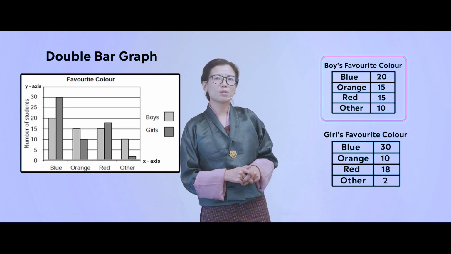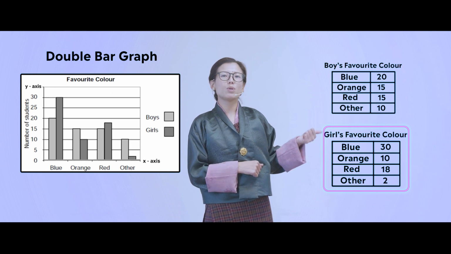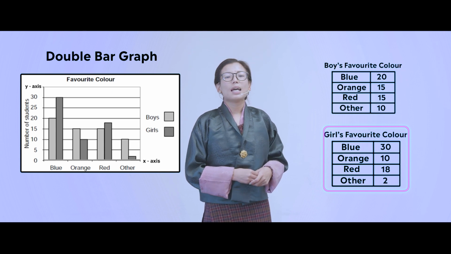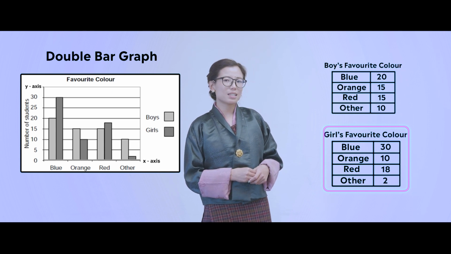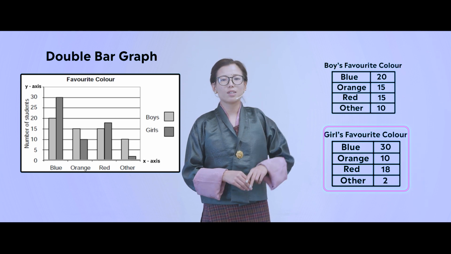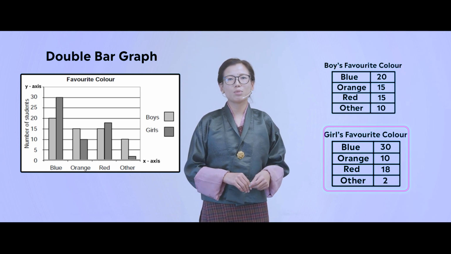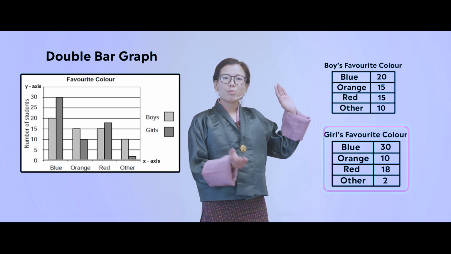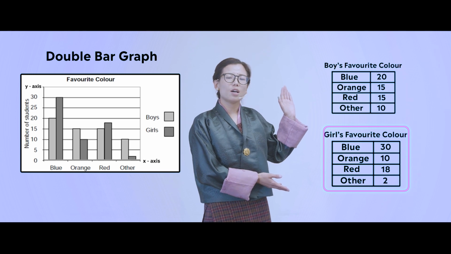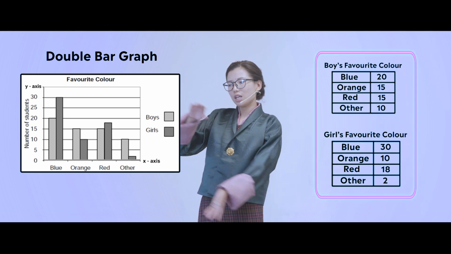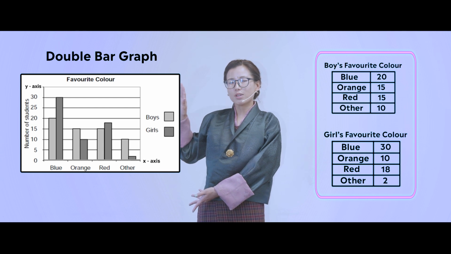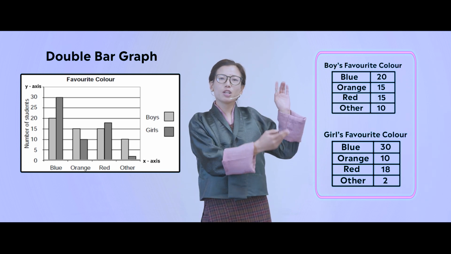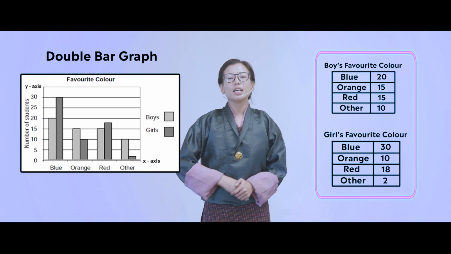Look at the girls' table now. 30 girls have chosen blue as their favorite color, 10 girls have chosen orange as their favorite color, 18 girls have chosen red as their favorite color, and only 2 girls have chosen other colors than blue, red, and orange as their favorite color. Now this information we are going to put in the double bar graph. This double bar graph is drawn by using the information given in the table.